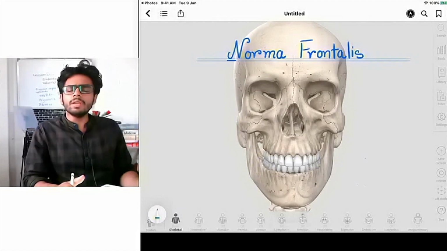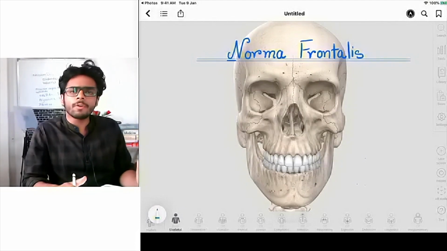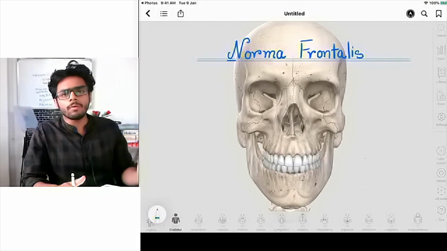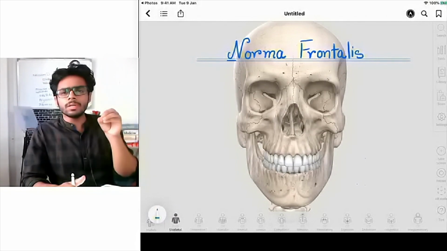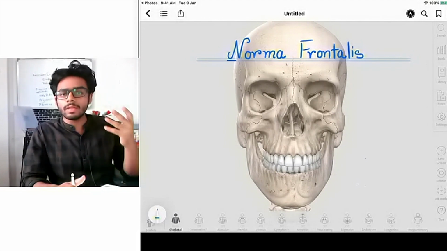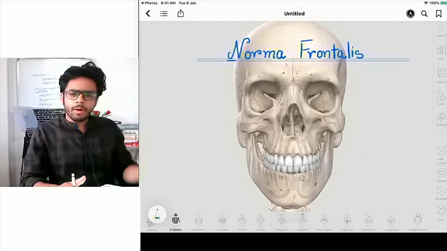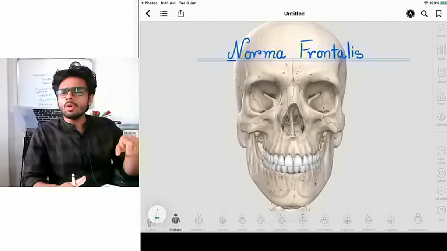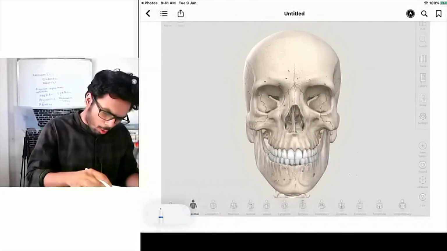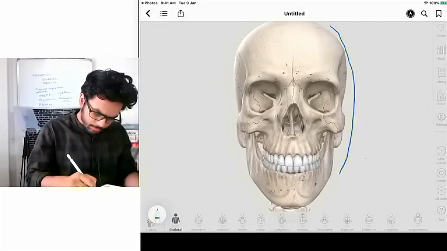Hello everyone, in this lecture we are going to study the Norma Frontalis, that is the frontal view of the skull. When you look at the skull from the front side, what are the structures which we see? We will study about them in detail. So in Norma Frontalis, the skull looks roughly oval in outline.